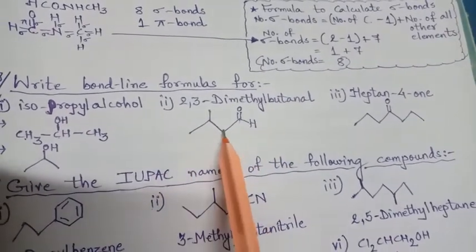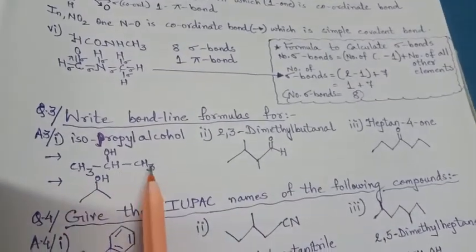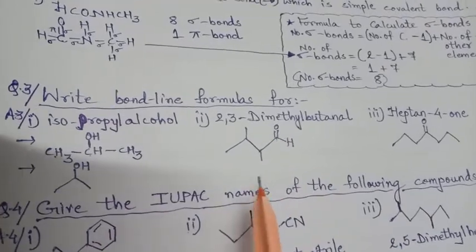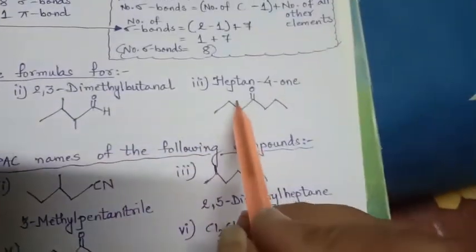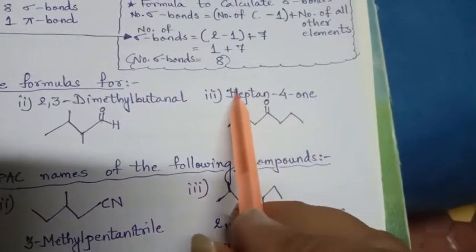Clear how to write? If you are not able to write directly the bond line, first go for the condensed formula, then structure out the bond line, no problem. Here is heptan-4-one, heptane, so we want 7 carbon.